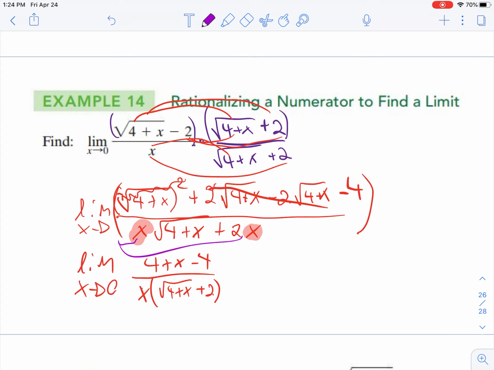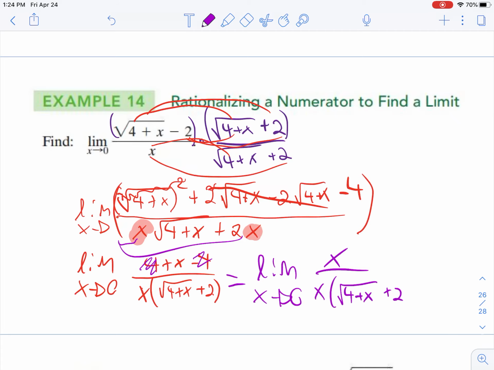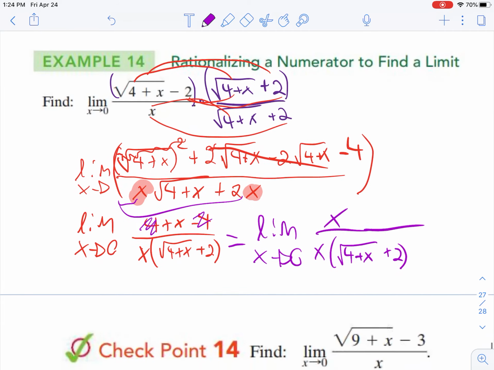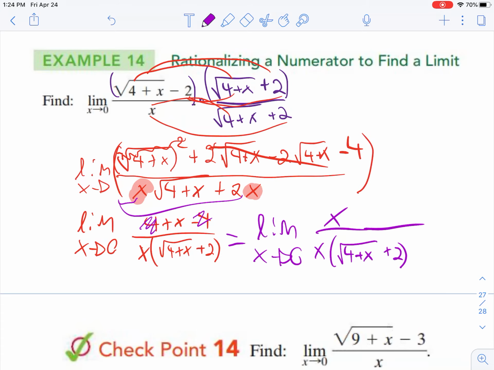Okay, and when I do this, I'm going to be left with our 4's canceling, and I'm going to have the limit as x approaches 0 of x over x times the square root of 4 plus x plus 2. Okay, and with this, all I have to do is substitute in 0 now. Wait, there's one last thing. If you guys notice, we have an x on top and bottom, so those cancel, and we're left with a 1 in the numerator. So we have the limit as x approaches 0 of 1 over the square root of 4 plus x plus 2.